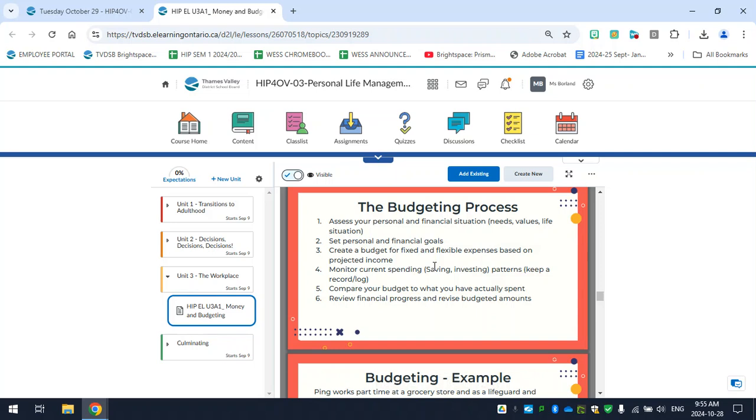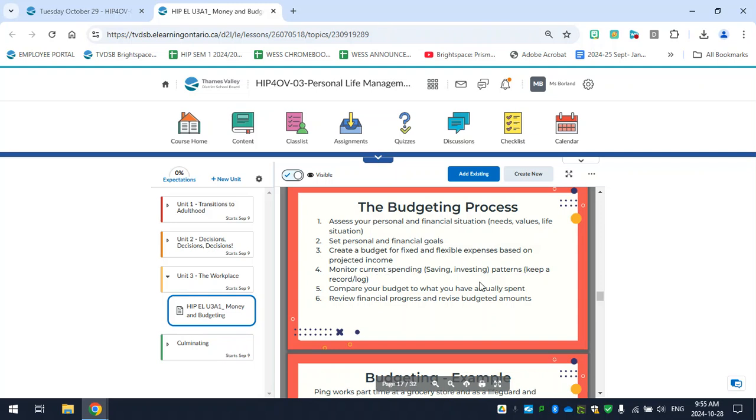So fixed expenses are things that no matter what, you always have to pay. So for example, if you had your own apartment, a fixed expense would be rent. A fixed expense would be things like your utilities, so heat, hydro, gas, things like that. Flexible expenses are things that sometimes you might have to pay, sometimes you don't. So things like your car needing an oil change, that's a flexible expense because it doesn't need that every single month. Another flexible expense would be going out for dinner with friends.